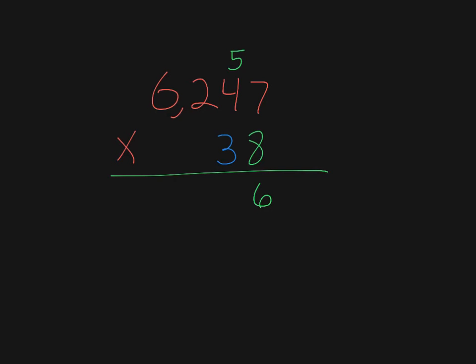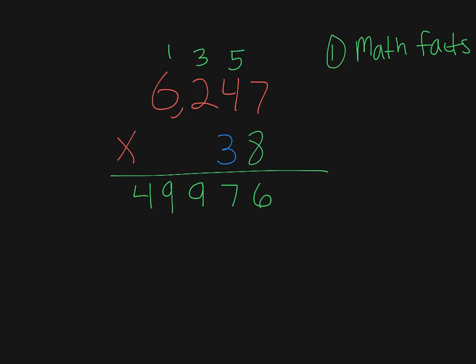And then we know that 8 times 4 is 32. And then add 5 would be 37. 8 times 2 is 16. Add 3 makes 19. And you carry the 1. And 8 times 6 is 48. Add 1 is 49.